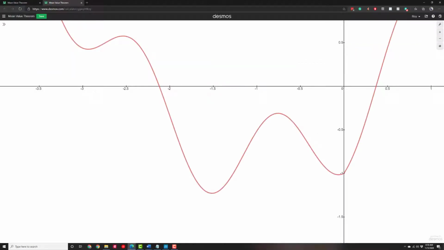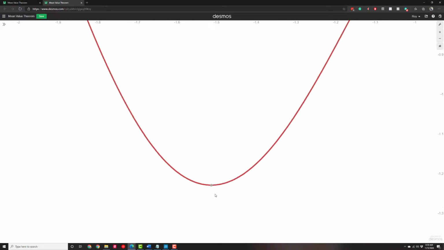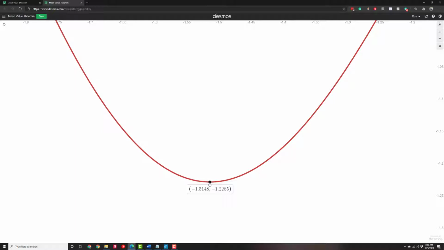If you watched the previous video, you probably already gathered what I'm about to say, because it's somewhat obvious: if your derivative is negative, your function's decreasing. If your derivative is positive, it's increasing. Notice that we just went through a local minimum. Remember, a local minimum occurs if you have a point, f of, in this case, negative 1.5148, that is less than or equal to all local y values. So notice this is the lowest point locally.